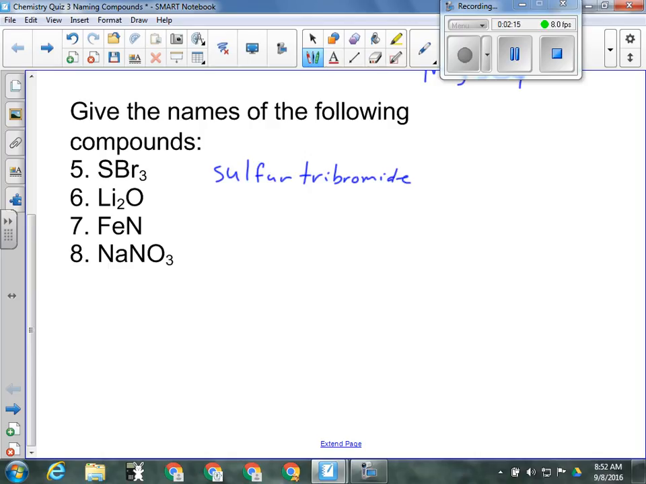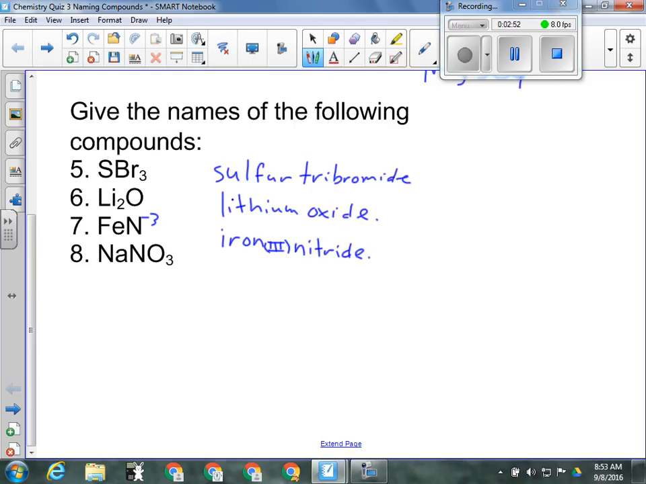Number 6, we've got lithium with oxygen. That's an ionic compound, so we will need no prefixes. That is simply going to be lithium oxide. Number 7, we have iron with nitrogen, but iron has more than one possible charge. So in order to figure out which iron it is, we have to look at nitrogen. Nitrogen's always a -3. Since they're 1-to-1, the charge on iron has to be +3. So this is going to be iron, Roman numeral 3, nitride.